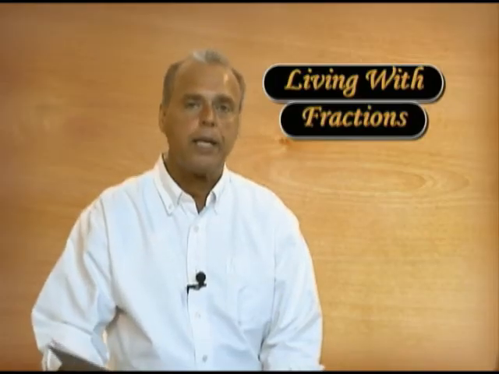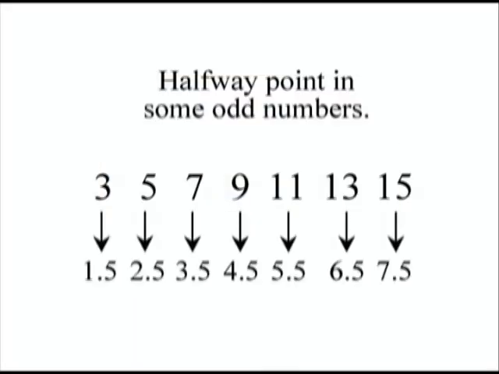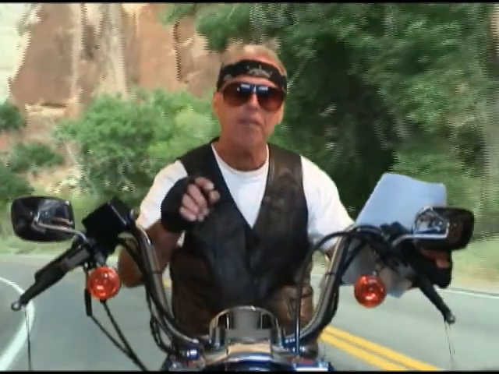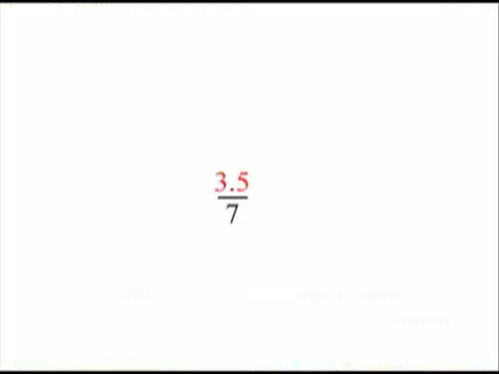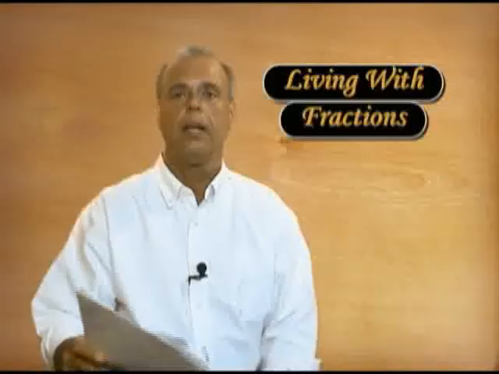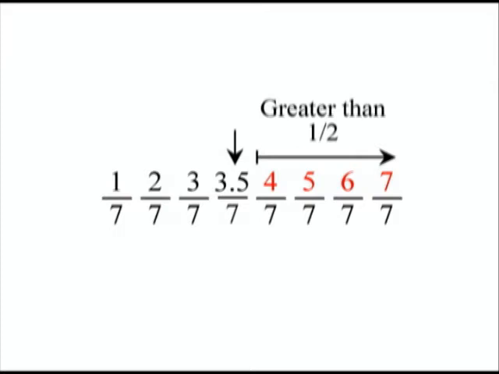Now what if you had odd number fractional denominators? Here are some midpoints for some odd numbers. Now what if our fractions were in sevenths? Where would the midpoint be? Half of 7 is 3.5, so the halfway point is 3.5 over 7. That's right. And all of these fraction numbers would be less than 1/2. And all of these fraction numbers would be greater than 1/2.